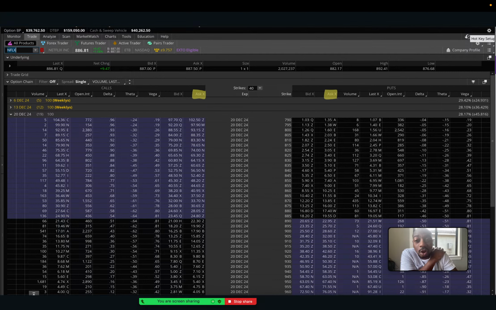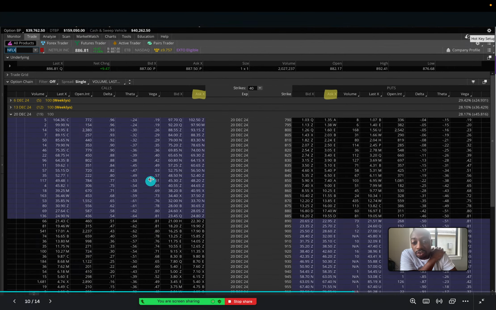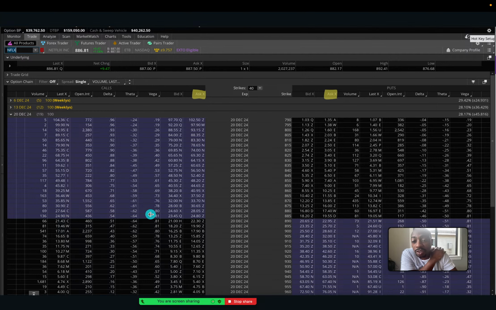That's called intrinsic value. Everything in this shaded region is already worth something, even this 885, because you would rather buy 100 shares of Netflix at $885 versus a dollar more, $1.80 more at 886. So these all have intrinsic value. That's what's called intrinsic value. These are already worth something to you.